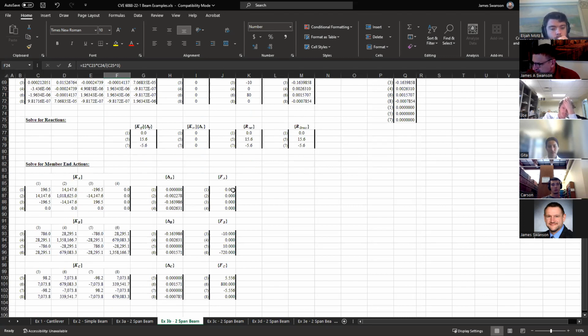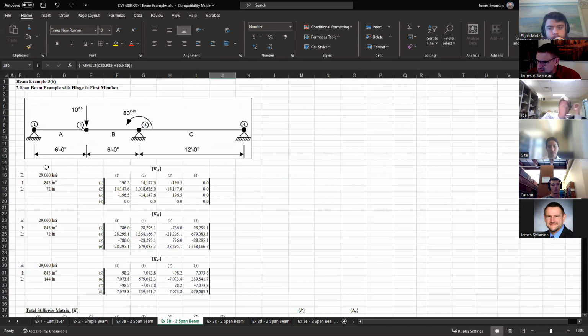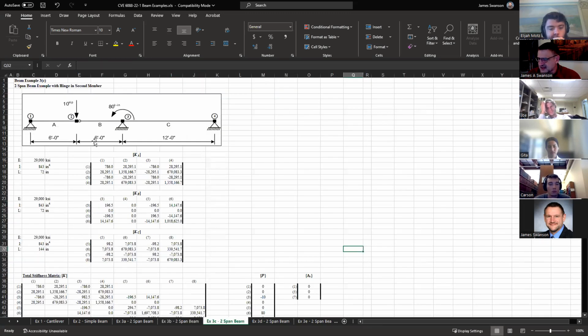One of the things that you'll find is that we don't have any end shears or any end moments for member A because of that pin. All of the load is carried by the beam to the right of node number 2. Now, when we look at this, we have the option of putting that release in at the right end of member A or at the left end of member B. And so example 3C has us putting in that release at the left end of member B instead.